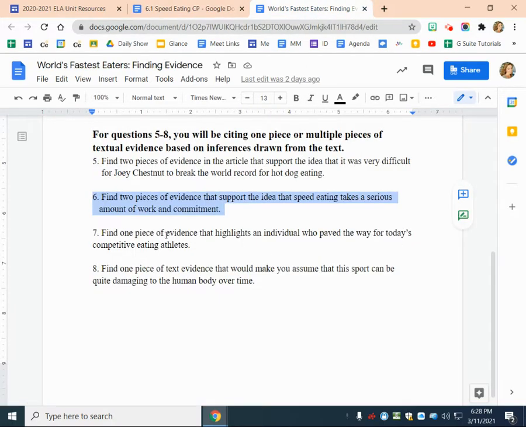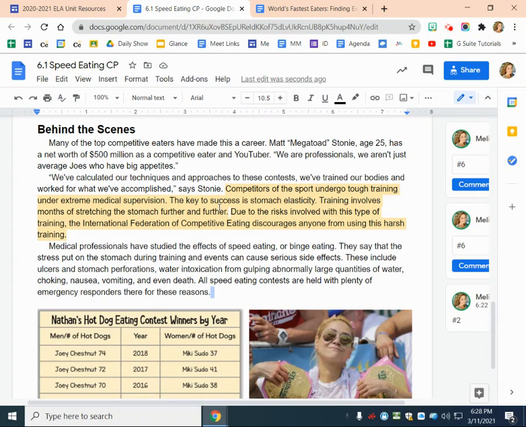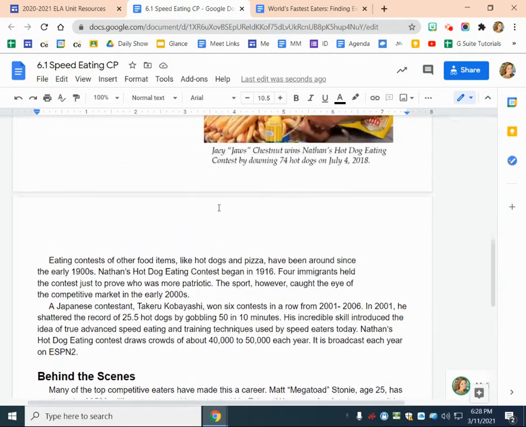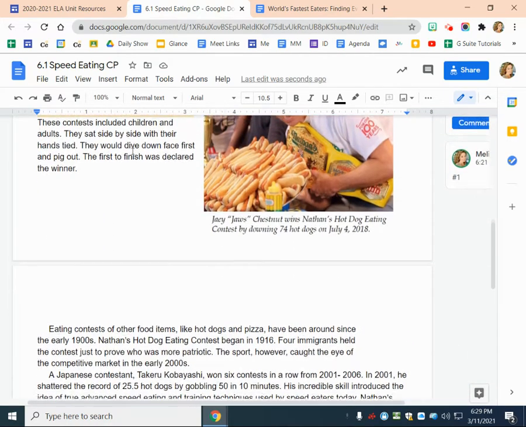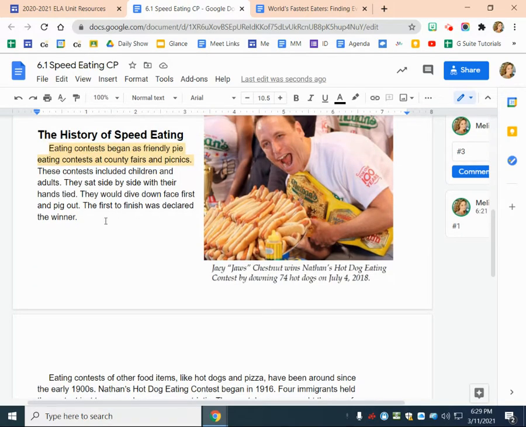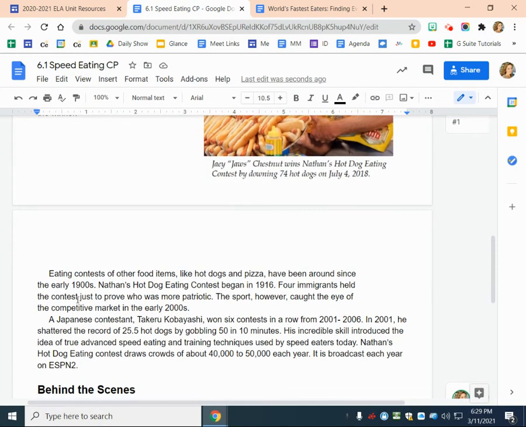All right. Number 7, find one piece of evidence that highlights an individual who paved the way for today's competitive eating athletes. Paved the way means they kind of started it. They were kind of like the forefathers of competitive eating. So if we go back up, I think history might be a good section. Talks about the contest with children. It says eating contests have been around since the 1900s. 4 immigrants held the contest just to prove who was more patriotic.